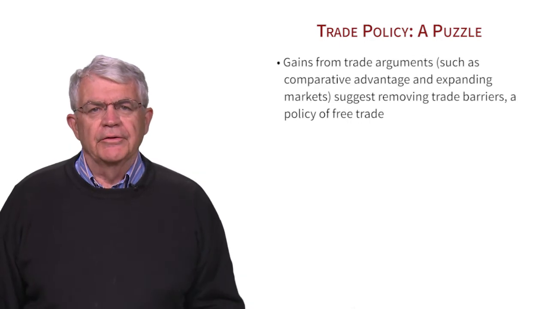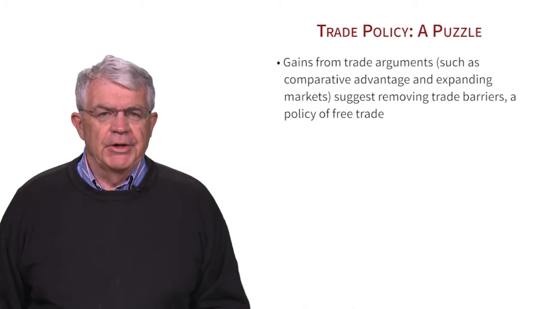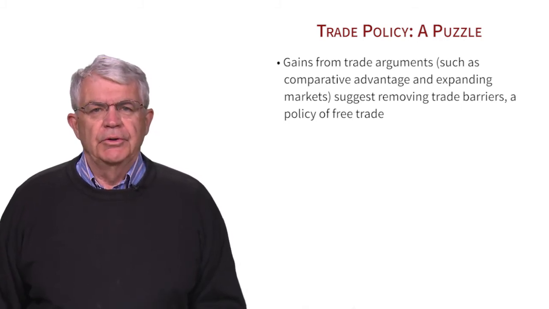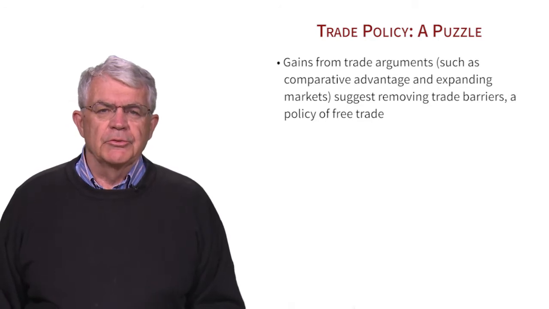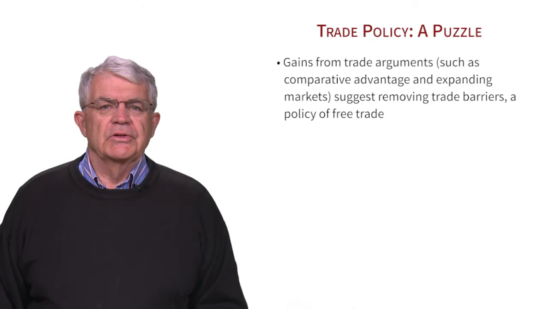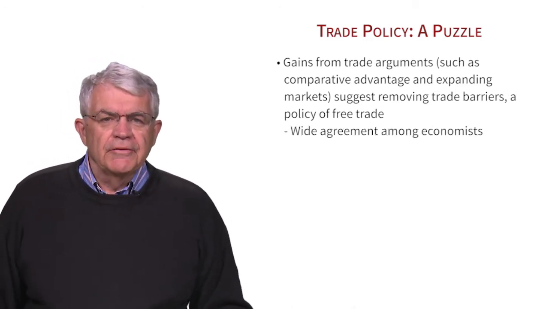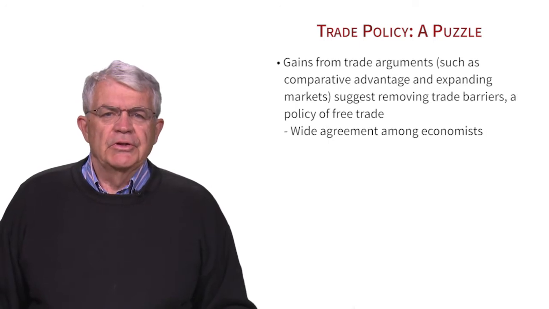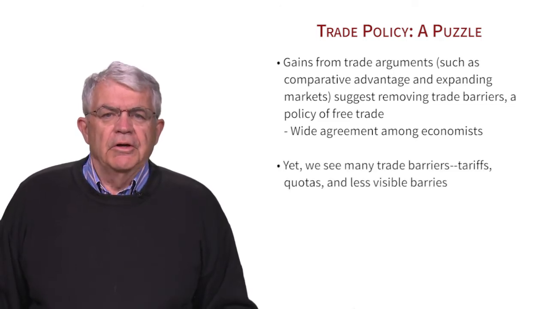We've reviewed how there are gains from trade, looked at the arguments, comparative advantage, for example, expanding markets, for example. They basically show that there are gains from trade, and they suggest removing any barriers to trade that might exist. One can call this a policy of free trade. There's actually a lot of agreement amongst economists that such barriers are detrimental. They reduce gains that otherwise might be there. And nevertheless, we see that there are a lot of trade barriers.